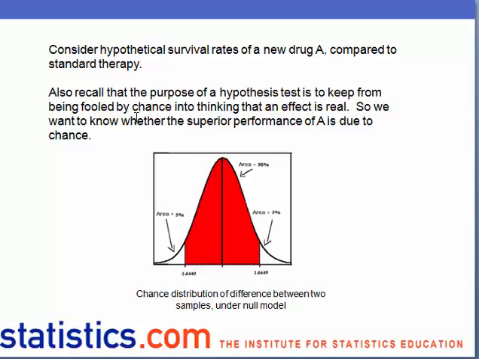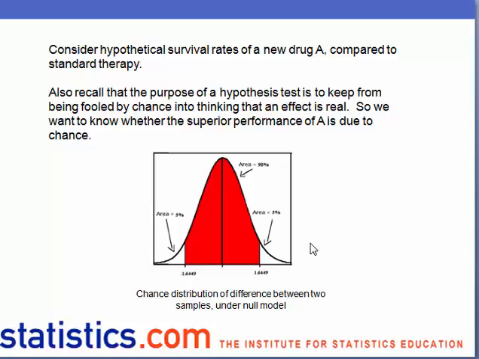The purpose of a hypothesis test really comes in when A does do better in the experiment, but we want to know, could we be fooled by chance sample results into thinking that that effect is for real? So we want to know whether the superior performance of A might be the result of chance. So we're going to count sample differences that are extreme only in one direction.